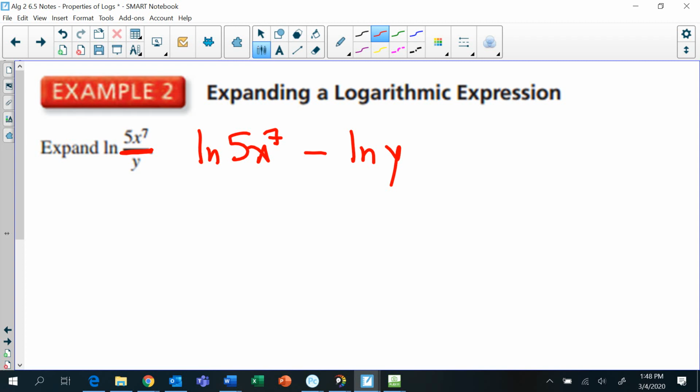Now ln y is expanded as far as I possibly can. But I can still expand ln 5x to the 7th. Is it 7 times ln 5? No. Only because the 7 is on the x, not the 5. So I'm going to separate the 5, because it's not in parentheses. I'm going to separate the 5 and the x to the 7th first. So we're going to have ln 5 plus ln x to the 7th subtract ln y.